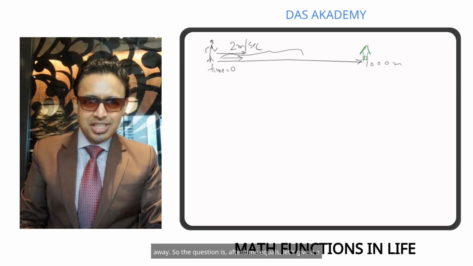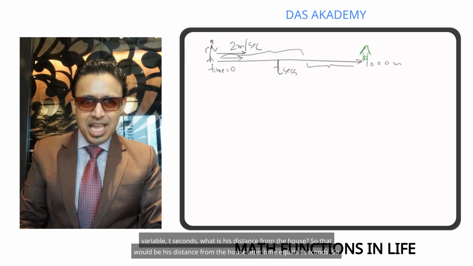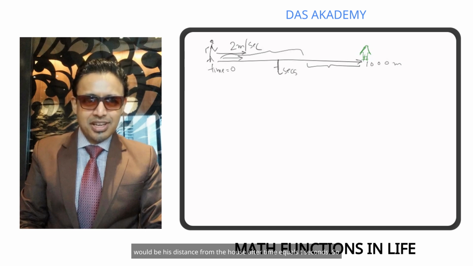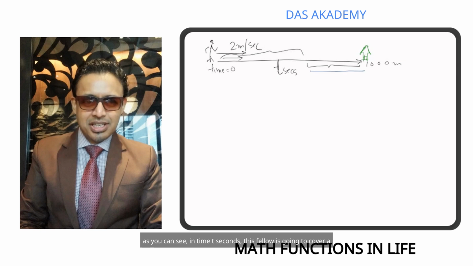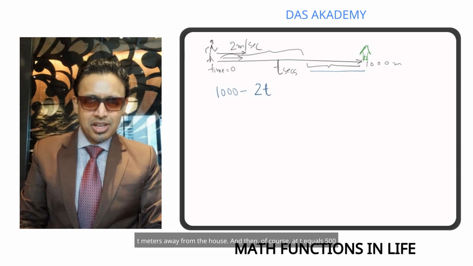So the question is, after time equals, let's give it a variable, t seconds, what is his distance from the house? So that would be his distance from the house after time equals t seconds. As you can see, in time t seconds, this fellow is going to cover a distance of 2t meters, but he would still be 1,000 minus 2t meters away from the house.